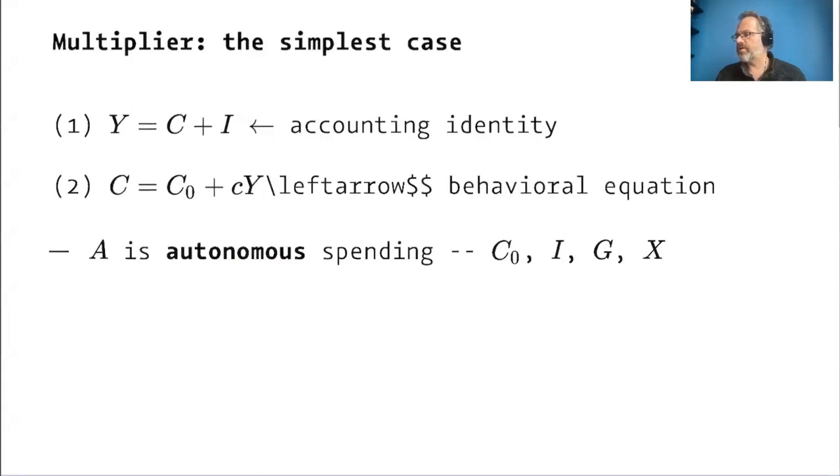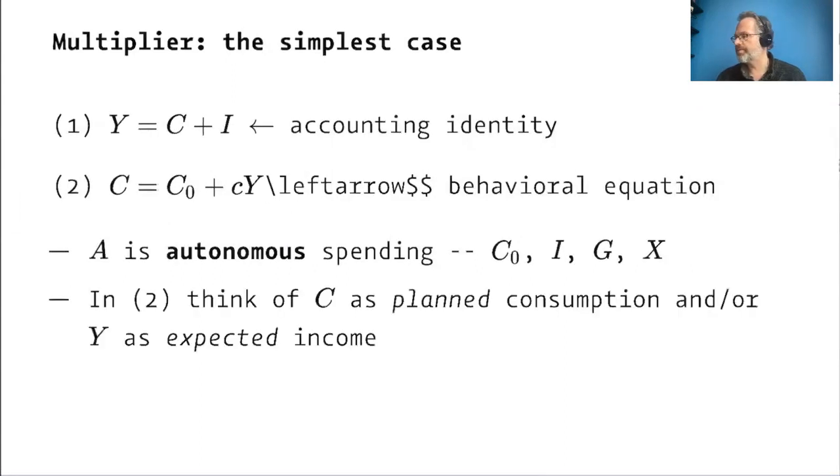So then we often talk about autonomous spending being the stuff that is not a function of income. So we've got our autonomous consumption, autonomous investment spending, government spending, and then it can be useful to think of C as planned consumption or Y as expected income. Because again, where the multiplier is operating, people are not consuming the amount that they would have chosen to consume given what their income turned out to be.